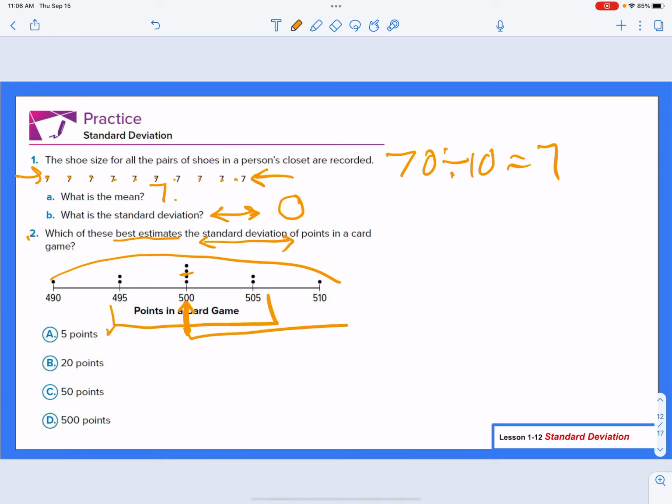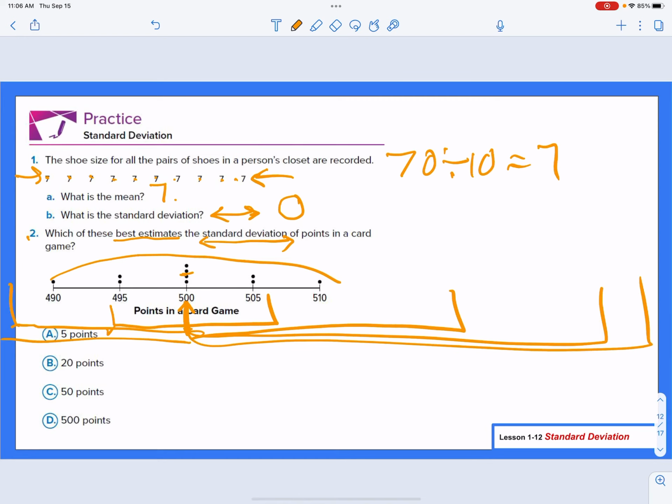Well, that'd be 520 or 480. Is it spread out 50 points or 500 points? Which one describes it the best? Probably the 5-point spread makes the most sense. Even though we're not calculating officially, a 5-point spread seems to be a pretty good estimate for a standard deviation for where most of the data are away from the mean.